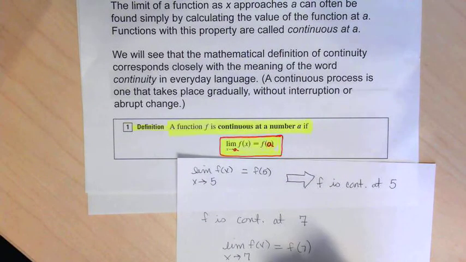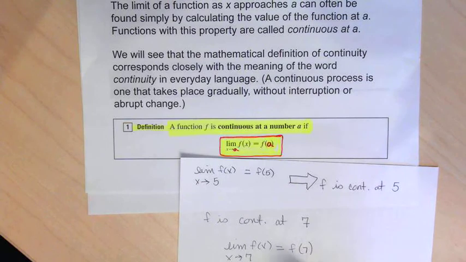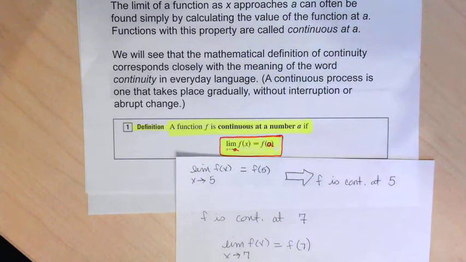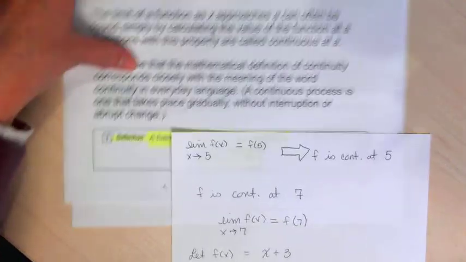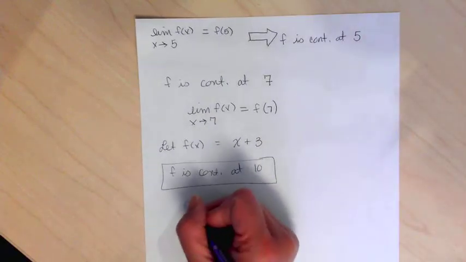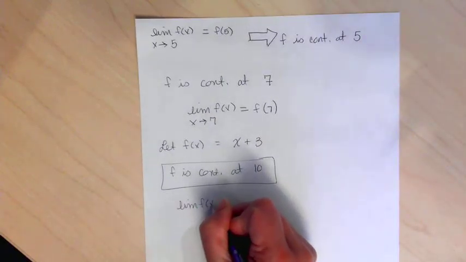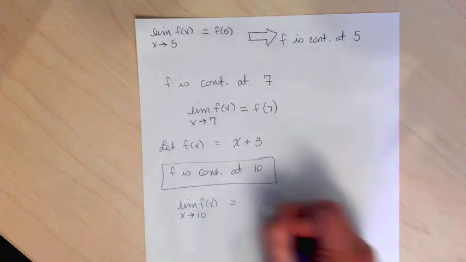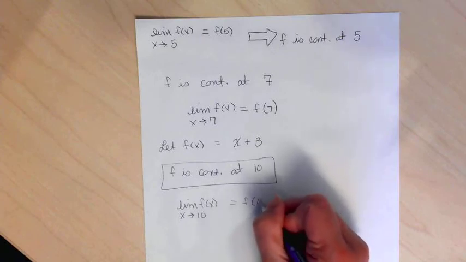So let's let f of x equal x plus 3. That's how we'll define our function. What statement could you make to show that f is continuous at 10? If f is continuous at 10, then the limit of f of x as x approaches 10 would have to be equal to f of 10.